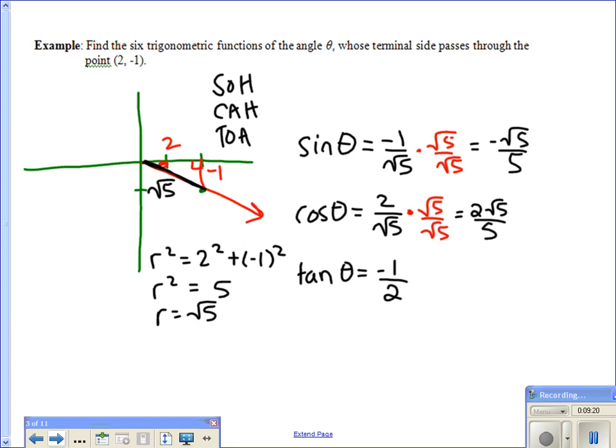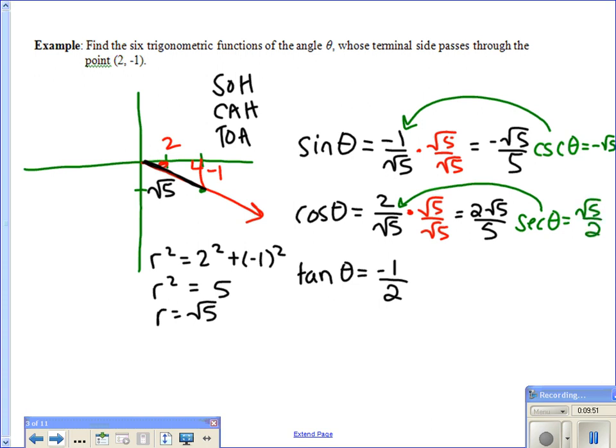Then I want to find the reciprocal functions, because it says find 6 trig functions. So for sine, the reciprocal function is, of course, cosecant theta. So the cosecant of theta, I would just use this right here. So flip that, and you get root 5 over negative 1, so negative root 5. Then for cosine, the reciprocal function is the secant of theta. So again, I'm going to use this right here, so the radical's on top, so root 5 over 2.